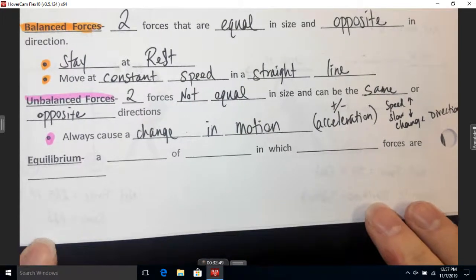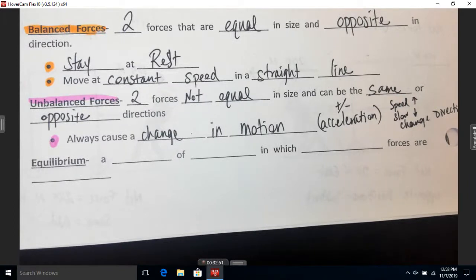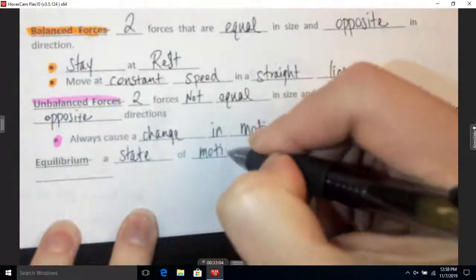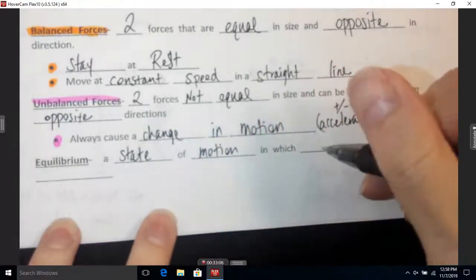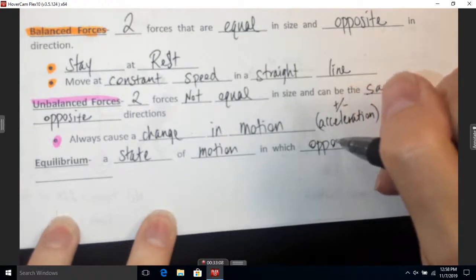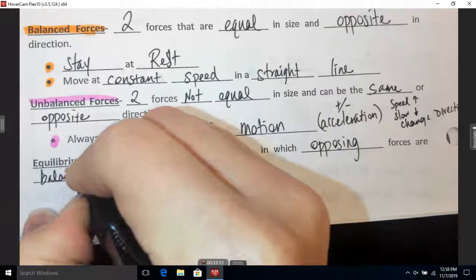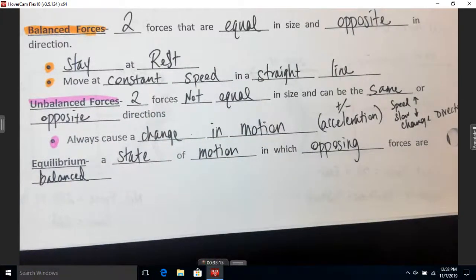Can y'all say the last word? Equilibrium. Just a fancy word that they like to use sometimes, so I give you the definitions, so they know what they're talking about. Equilibrium is basically like balanced. Okay? So it's a state of motion in which opposing forces are balanced. Any questions?